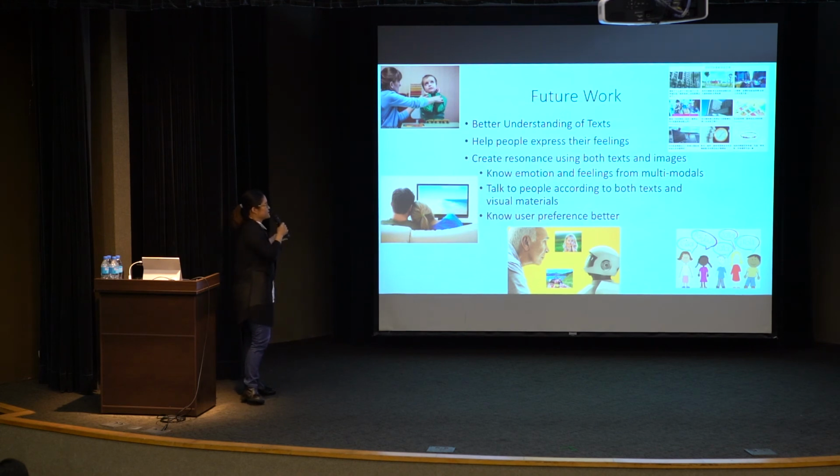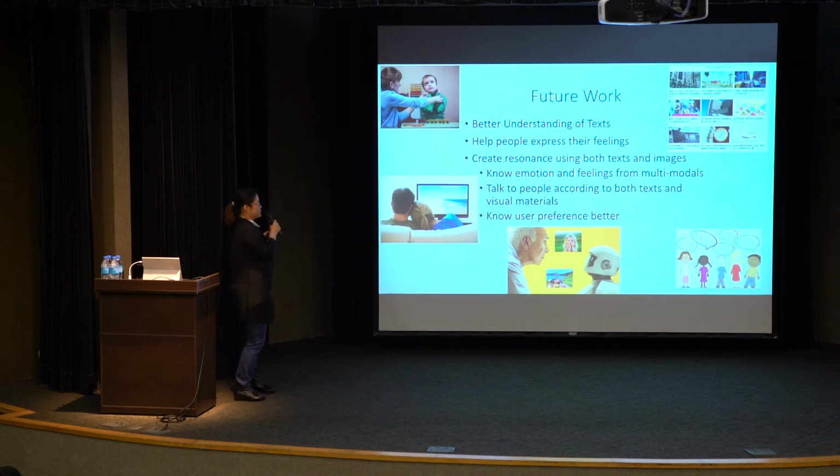And the first one, better understanding of text, is, of course, because we are a natural language processing lab. And we want to help people express their feelings. Actually, we have done some experiments on foreign language learners. They usually don't know how to express feelings using second languages. And our next goal is to create resonance using both text and images. You can see that if we model emotions from both text and images, of course, it's a multimodal model, so it should be better.